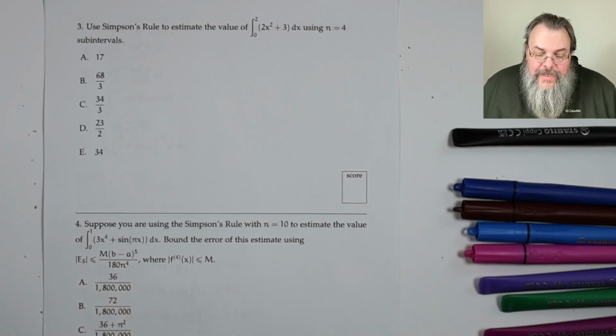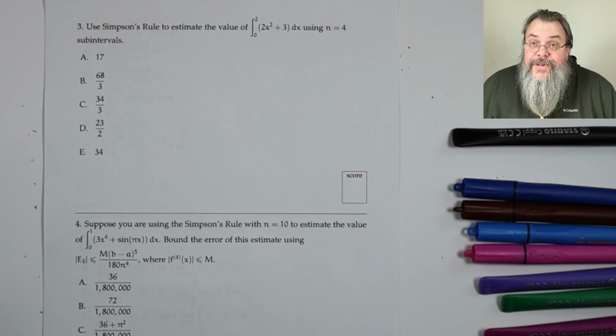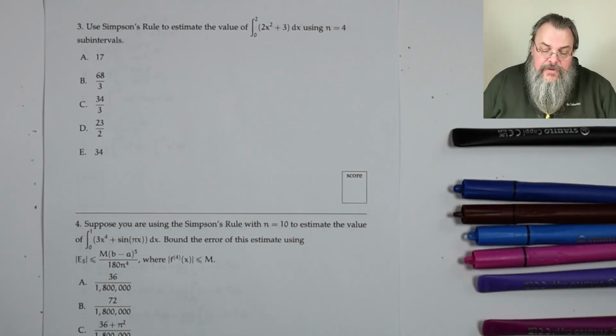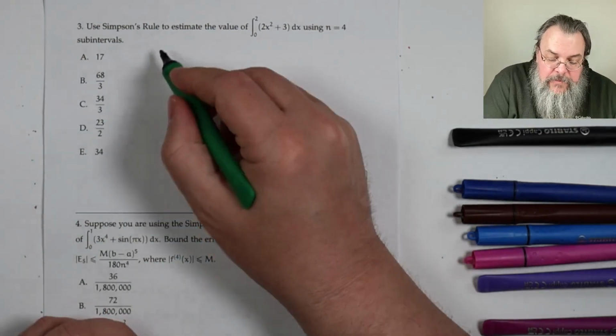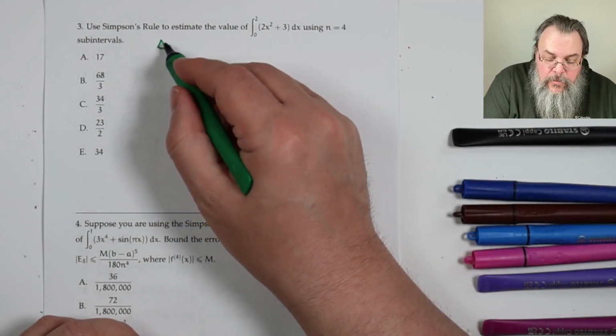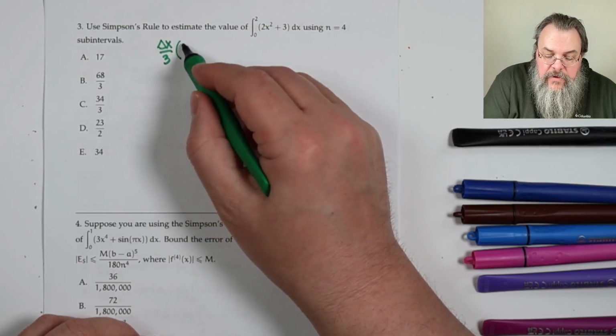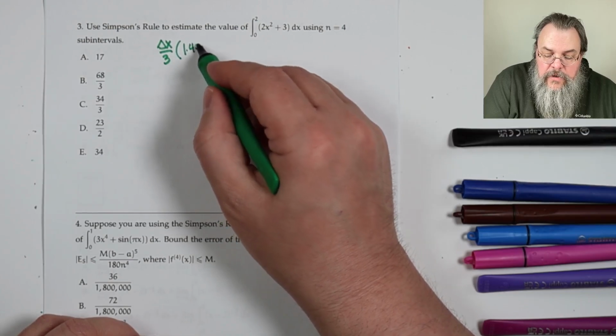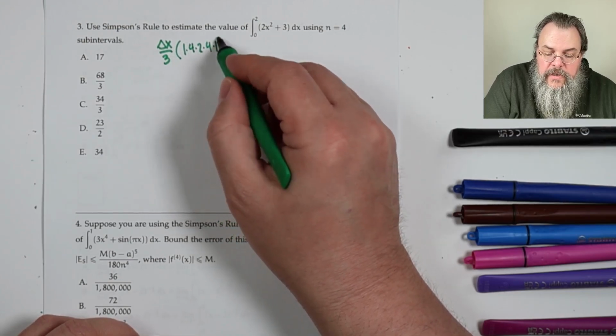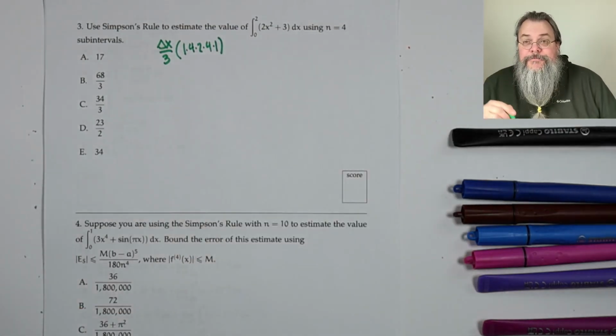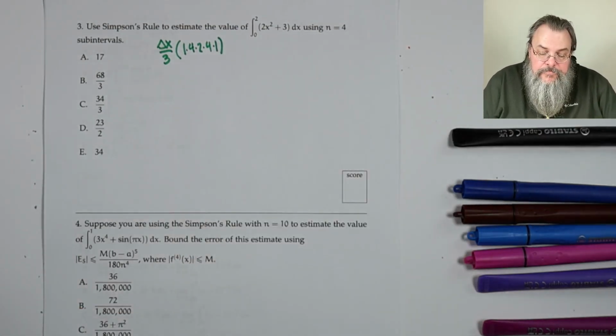Use Simpson's rule to estimate the value of the integral from 0 to 2 of 2x squared plus 3 dx using n equals 4 subintervals. Okay, so Simpson's rule, now the way I remember that is you say, well, take the width, divide by 3, and then you have these coefficients, 1, 4, 2, 4, 1. All right, you're going up and down. And, all right, well, how do we use it?